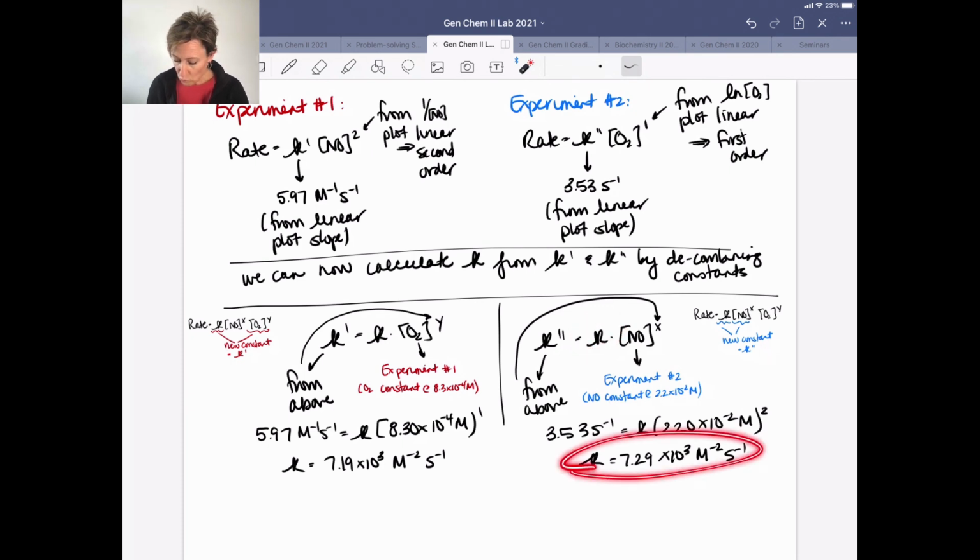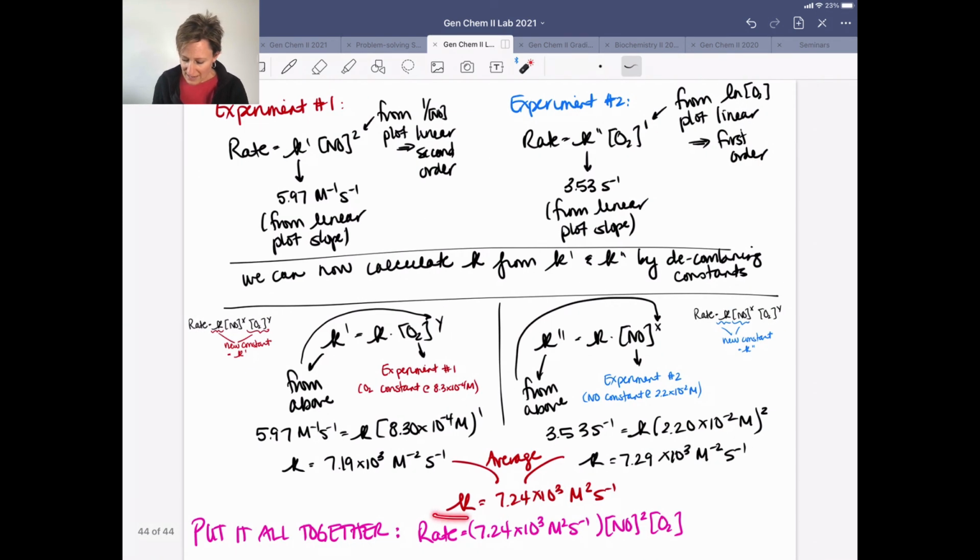So now we have rate constants that we got from each of these sets of experimental data. The last thing to do is to say, well, there's always potentially some experimental error, so let's average these guys together. And then when we put it all back together, now we can get our full rate law that has the rate constant as well as the reaction orders for both NO and O2. I know that was a lot, but hopefully it all made sense.